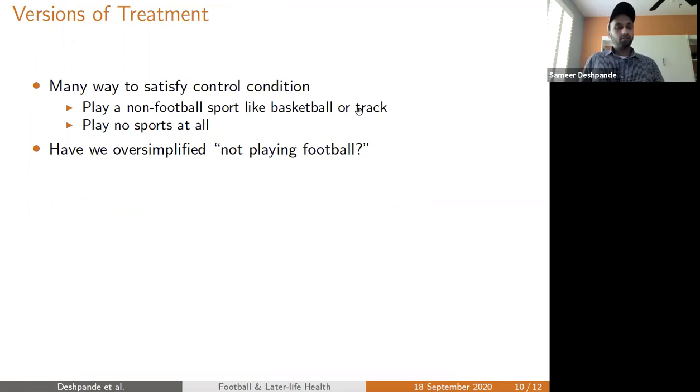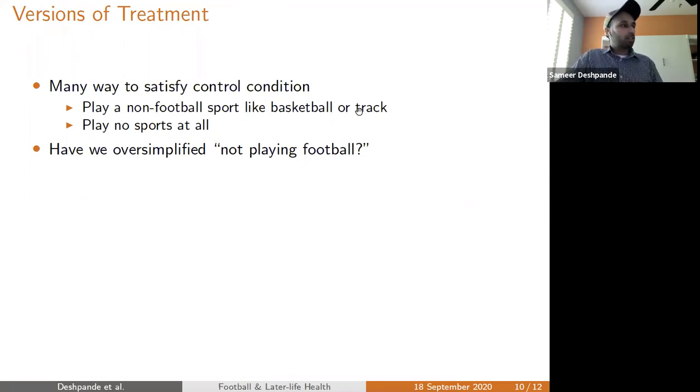And our collaborator looked around the room and said, well, I didn't play football in high school, but I swam. And so that meets the control condition. And somebody else said, well, I didn't play any sports at all. I was a theater kid. This is not to overly generalize. And they said, we both satisfy the control condition.